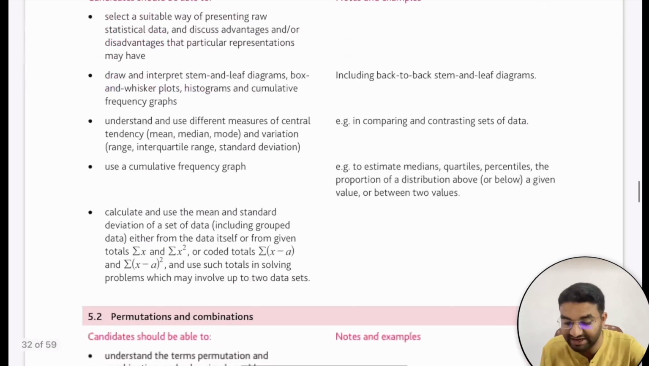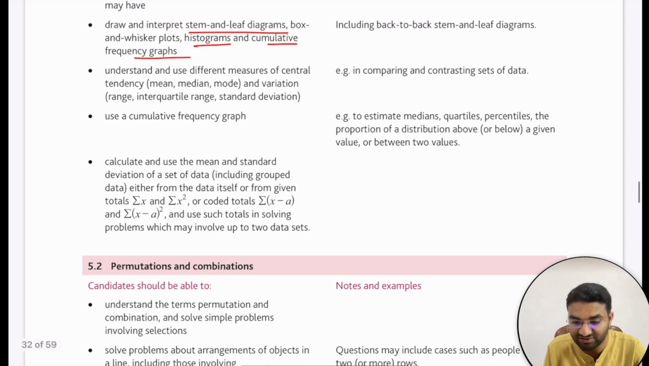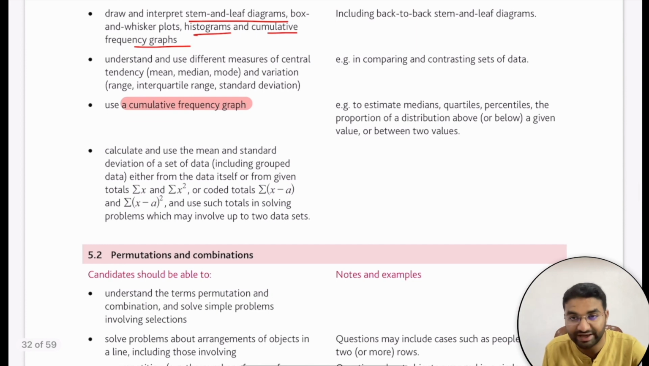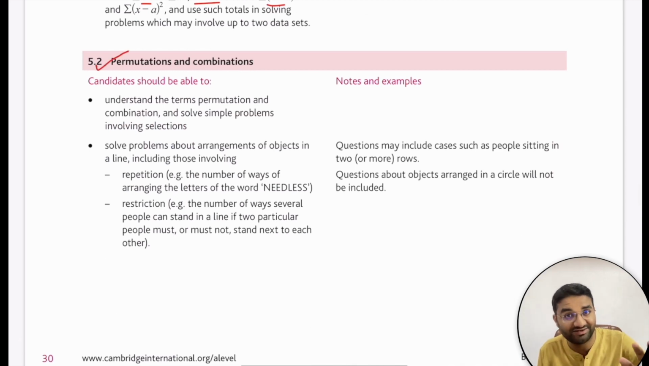Firstly, representation of data. In the representation of data, you have stem and leaf diagram, mean, mode, median, histogram, cumulative frequency graphs, and most of the time you will get a question on the cumulative frequency graphs. Alright, then you have summation of x squared, then coded calculations. Then the second topic, permutation and combination. It's again interesting, and in S1 there is a benefit of understanding the logic to use permutation and combination.